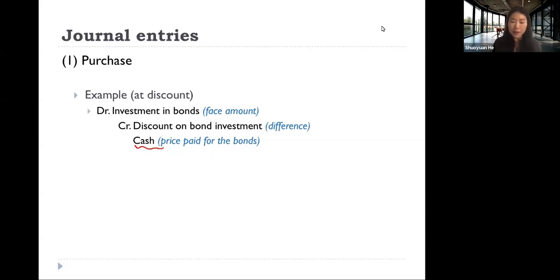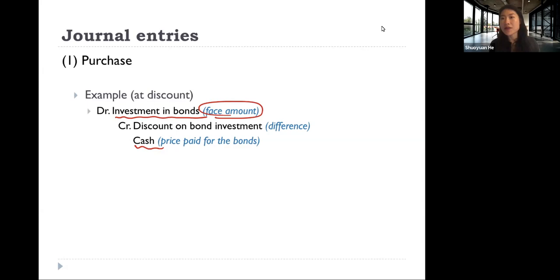And then it depends on whether this bond is purchased at a premium or a discount. Suppose here that we are purchasing the bond at a discount. So we debit investment in bond at its face value. And then because the bond is purchased at a discount, the cash we are paying is smaller than its face value.